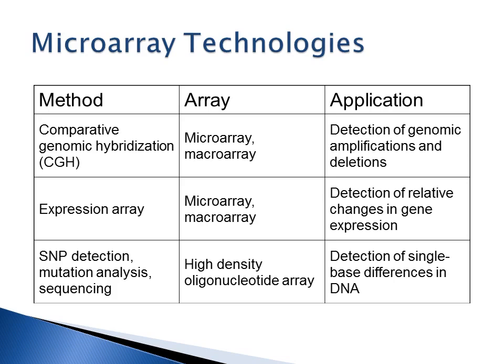You can use microarray technology to do your comparative genomic hybridization, where you're going to detect genomic amplifications and deletions. You can use it for expression analyses, and with this you can detect changes in gene expression, looking at variations in messenger RNA. You can do microarrays to detect single nucleotide polymorphisms, and this would be a high-density oligonucleotide array looking at single base differences in your DNA.